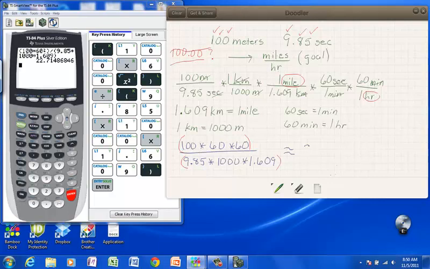So 3 significant digits, that would be 22.7 miles per hour. Which I almost think is incorrect, because that's amazingly fast for a person to run 22.7 miles per hour, but that is the accuracy for that world record holder.